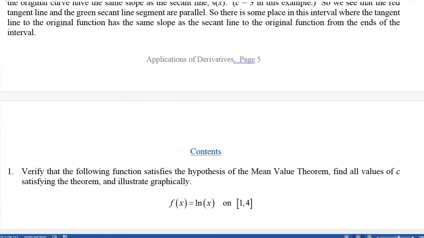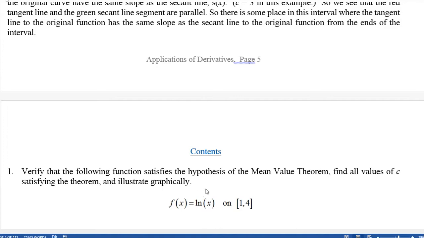Hi, Jackson. We're going to continue looking at the mean value theorem just a little bit, and we're going to look in this video at a couple of applications or uses of the mean value theorem and maybe get a little bit better idea of what it actually tells us. So let's start with a few exercises here.